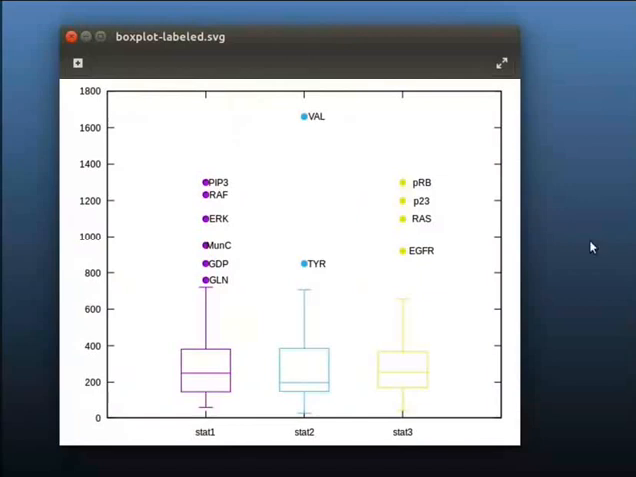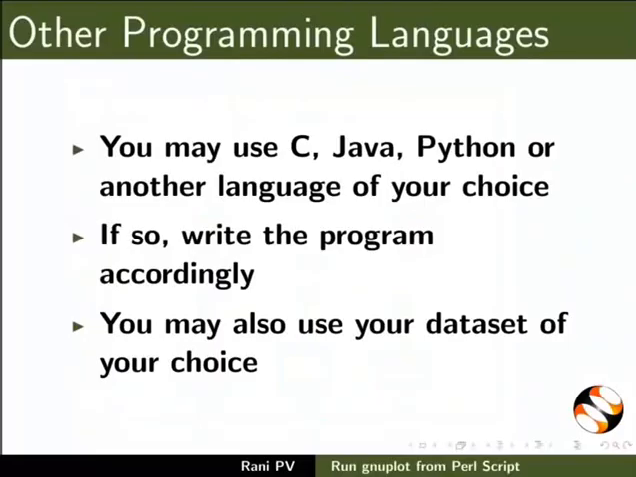You may modify the script to generate the choice of graph. I will close the output SVG file. You may use C, Java, Python or another language of your choice to program. If so, write the program accordingly. You may also use datasets of your choice.